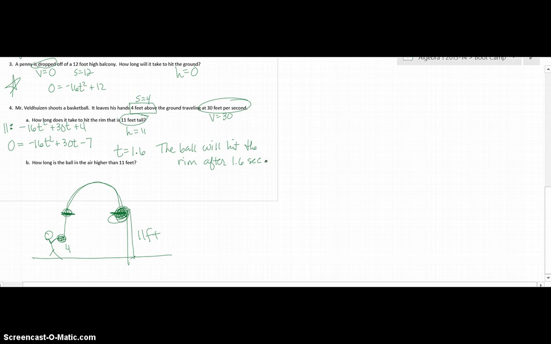Okay, so how long is the ball in the air higher than 11 feet? So this whole time, it's higher than 11 feet. So what I want you to do is find this x-intercept on your graph, and then if you subtract the two, it'll tell you how much time the ball was actually in the air above 11 feet. So you're going to have to go into your calculate menu and find the other x-intercept first. Please try that for tomorrow.